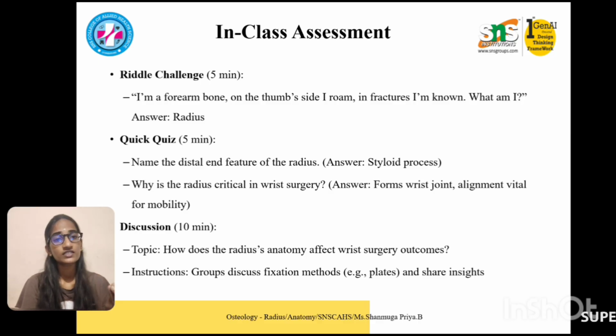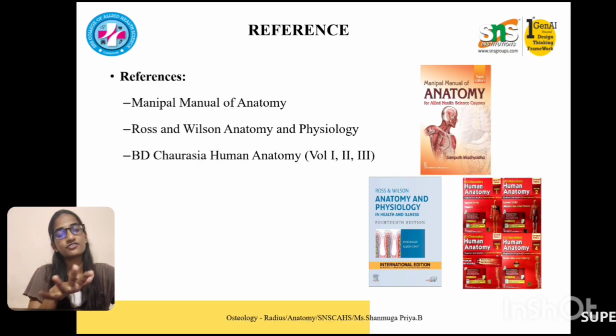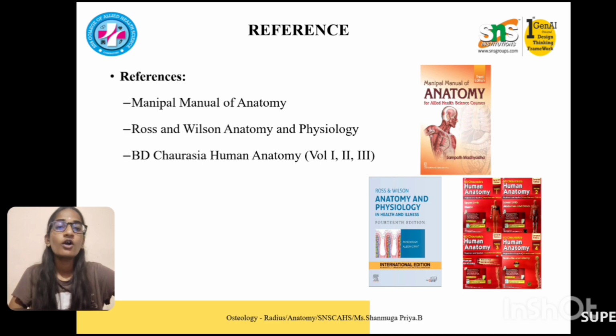Why is the radius critical in wrist surgeries? The answer is that it forms the wrist joint alignment, vital for mobility. We have also given a discussion topic: how does the radius anatomy affect wrist surgery outcomes? Here are the instructions: group discussion, fixation methods, example plates, and share insights. This session is referred from Manipal Manual of Anatomy, Ross and Wilson Anatomy and Physiology, and also B.D. Chaurasia Human Anatomy, Volumes 1, 2 as well as 3.